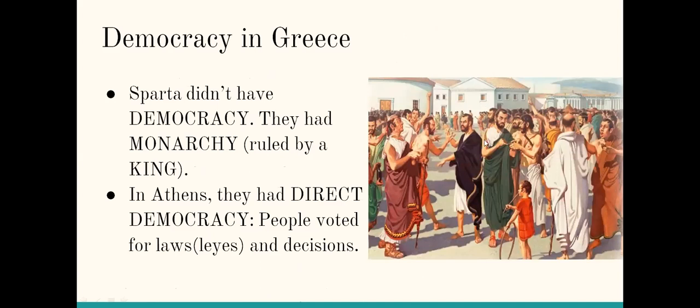Democracy in Greece. So let's remember that in Greece, polis or cities were independent one from the other. So Sparta didn't have democracy. They had monarchy. Monarchy is the opposite of democracy. In a monarchy, people are ruled by a king. In Athens, they had direct democracy. This means that people voted for laws and decisions. People, not kings.